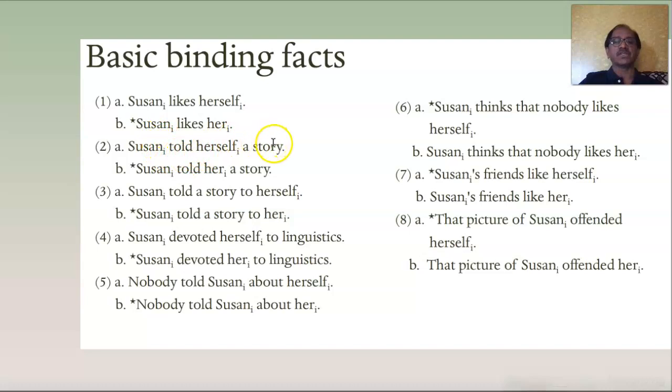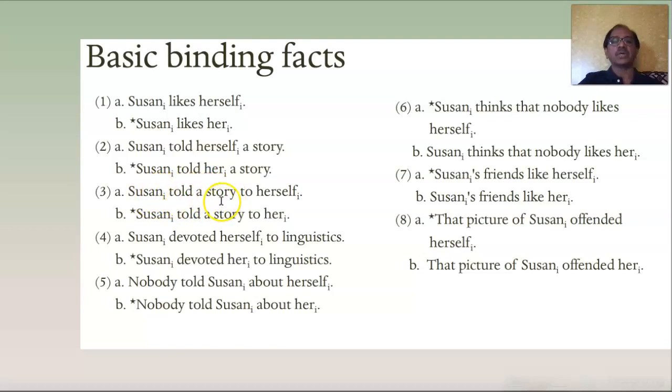Susan told herself a story, where herself is a reflexive and refers to Susan. So the word Susan is the antecedent for this reflexive, as in the previous sentences. Similarly, in the same position, you cannot have a pronoun. So wherever a reflexive pronoun occurs, a pronoun doesn't occur. They are in complementary distribution. That's what we are going to see in the next few sentences too.